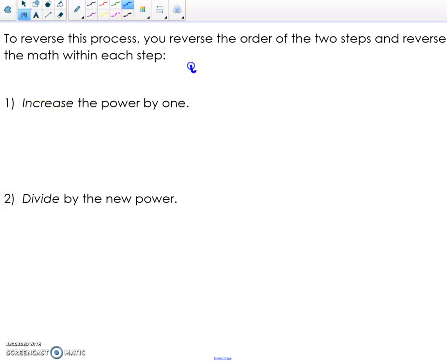So here we're starting with the derivative. The derivative we said was 20x cubed. So we're going to take 20x cubed and we're going to increase the exponent by 1, which is going to give us 20x to the 4th.